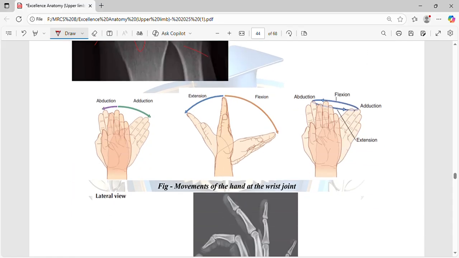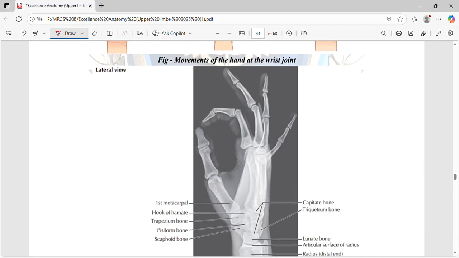If they ask you what are the movements of the hand at the wrist joint, this is abduction, radial tilt, and if you go medially, this is adduction. Then we have extension and flexion. These are the movements of the wrist joint.